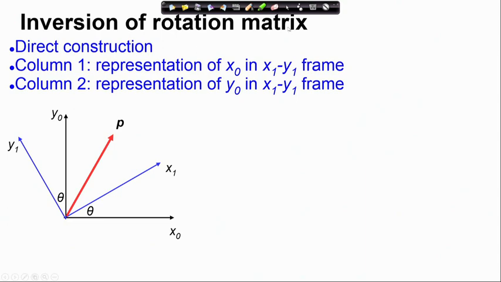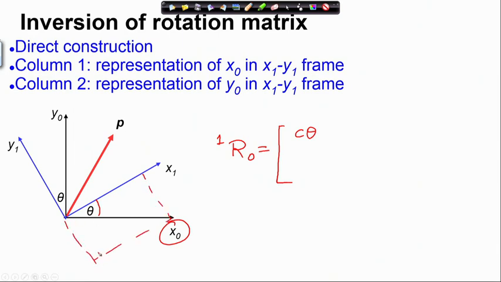So, once again a direct construction, let us look at a direct construction of R from 0 to 1. So, what do I now have to do? I have to represent the frame x 0 y 0 in x 1 y 1. So, the first column will be the axis x 0 in x 1 y 1. So, that you can easily check is cosine theta, this angle being theta. So, cosine theta and minus sine theta, that represents x 0 in x 1 y 1.